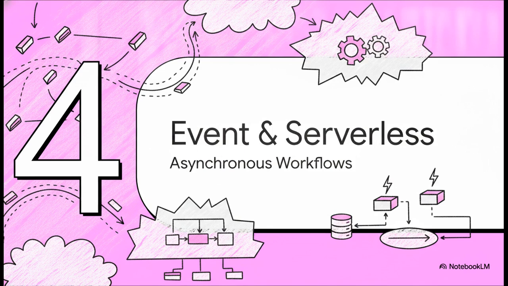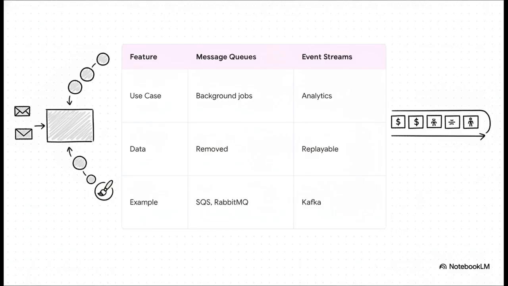Let's talk about asynchronous communication and the cloud. When we start decoupling services, event-driven tools are our go-to. But you have to know the difference here. You use message queues, think RabbitMQ or SQS, when you just need to hand off some background work, like firing off an email. Once it's done, the message is gone.